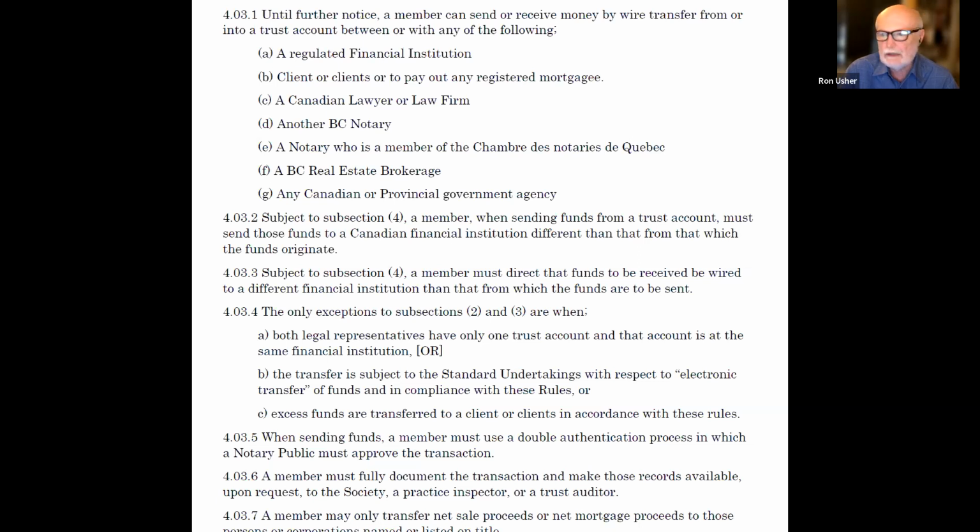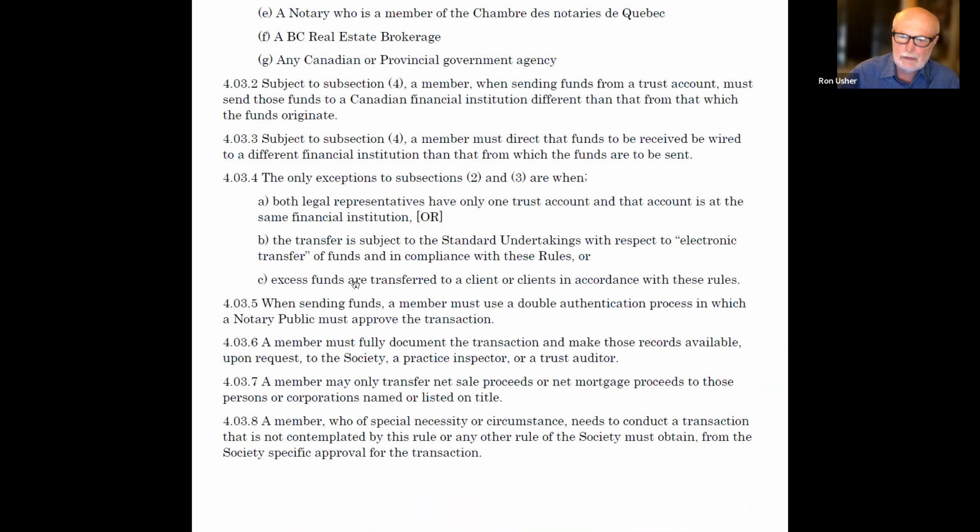And that will apply to most of your, for example, sending net sale proceeds from a buyer side to the vendor side, and then excess funds being transferred to a client. I think that 5 is pretty clear. I think when you're doing funds, you must use a double process.